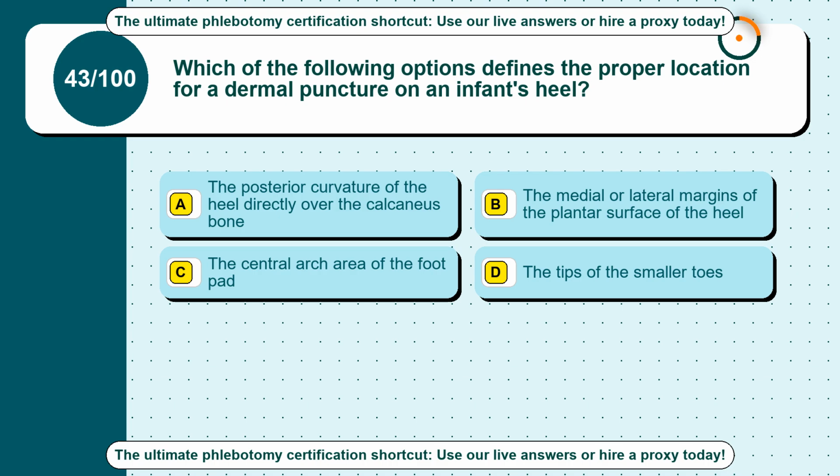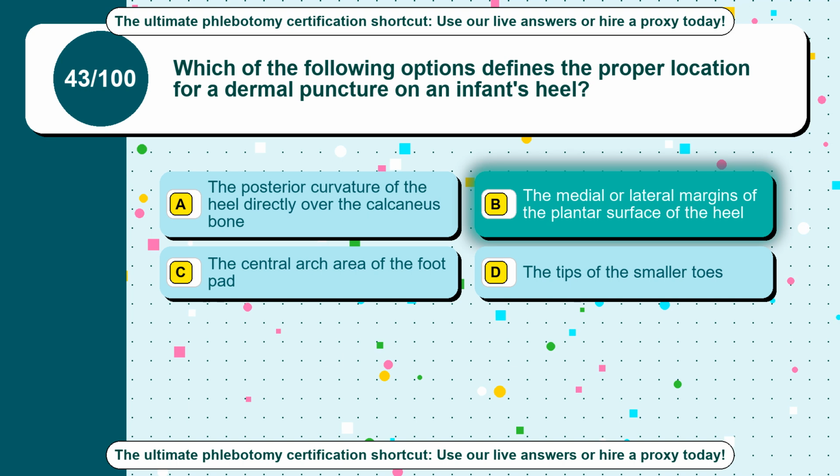The central arch area of the foot pad. Option D. The tips of the smaller toes. The correct answer is option B. The medial or lateral margins of the plantar surface of the heel.